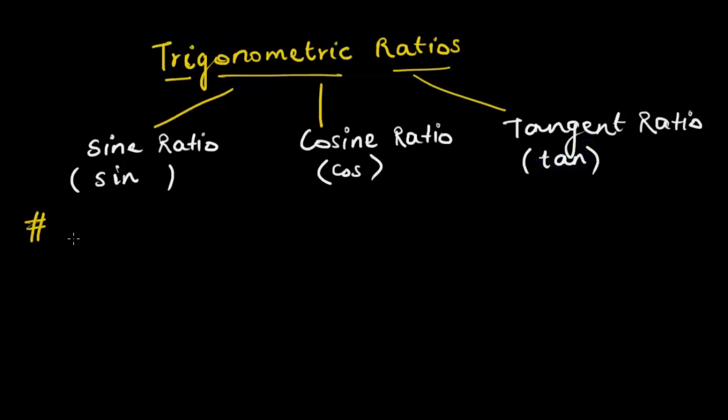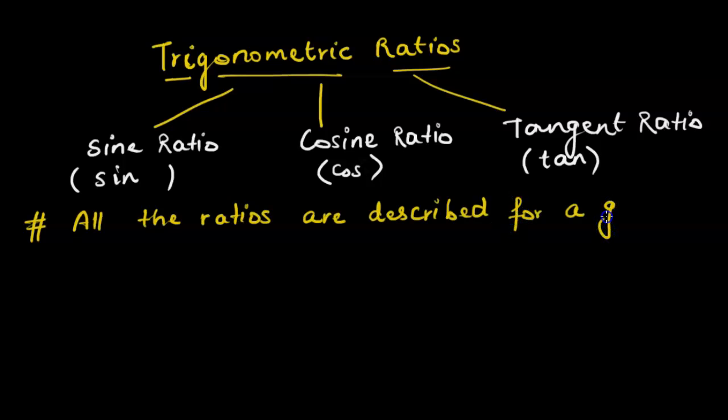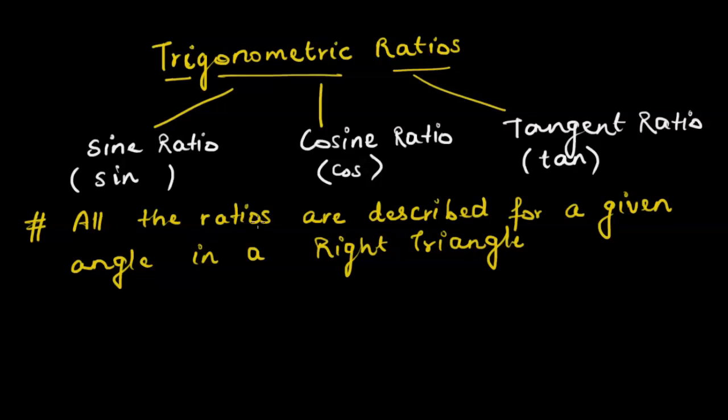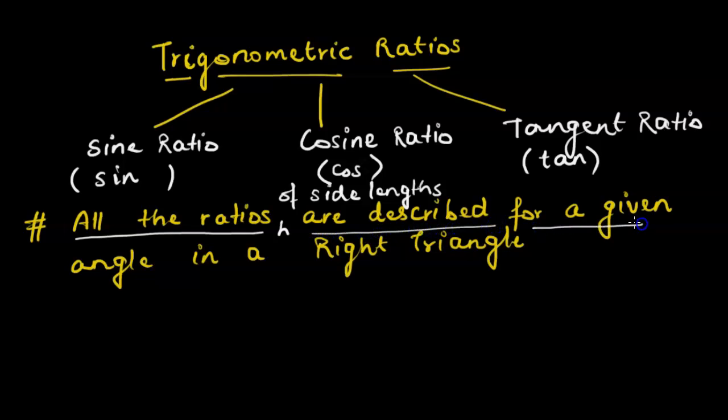An important thing to note is that these ratios are described for a given angle in a right triangle. Also, because a ratio means something over something, or something divided by something, when we write down trigonometric ratios, we take the ratios of side lengths. Therefore, all the ratios of side lengths are described for a given angle in a right triangle. Let's understand this with a diagram.